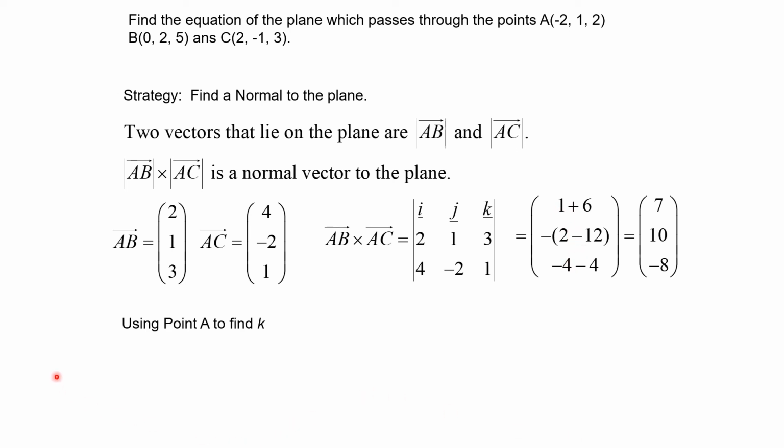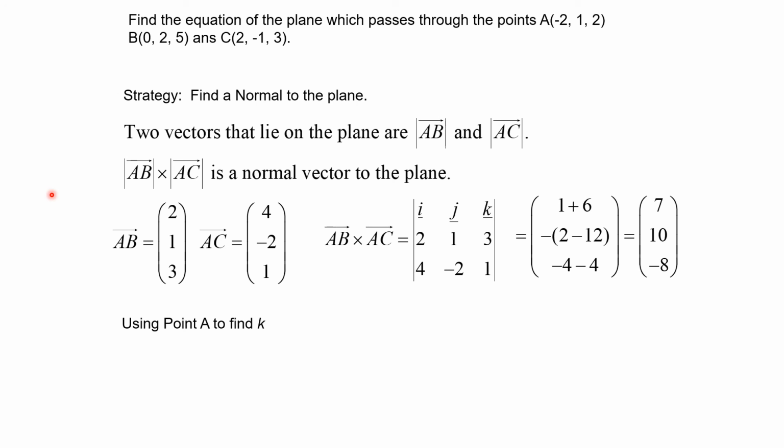Next, you need to find any point to actually determine k. How do you decide which point? Go back to the two vectors that you used just now, vector AB and AC. You always have to use a common point in both of the vectors that you use for the cross product. The common point in both AB and AC is obviously A, because A appears in both. So to determine k, you use point A.